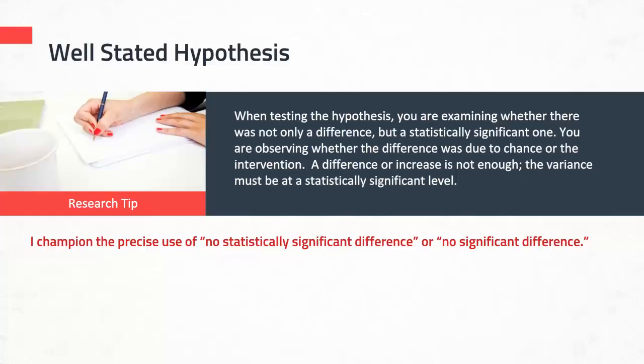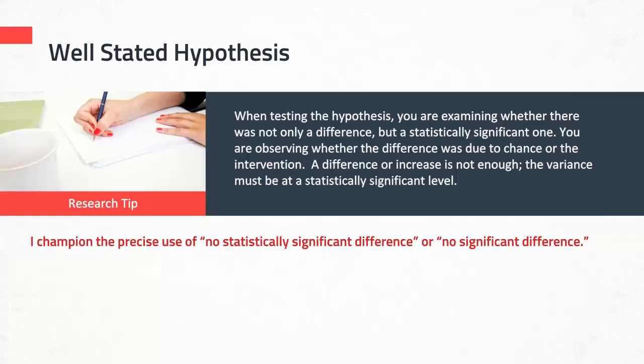When you're testing a null hypothesis, you're examining whether or not there's not just a difference, but rather if there's a statistically significant one. You're observing whether the difference was simply due to chance or if it was due to the intervention. So simply having a difference or an increase or a decrease is not enough. So for example, let's say I have 2 groups who are second graders, and one group is doing a math intervention, the other group is just using traditional instruction, and I'm looking to see is there a difference in their math academic achievement scores.